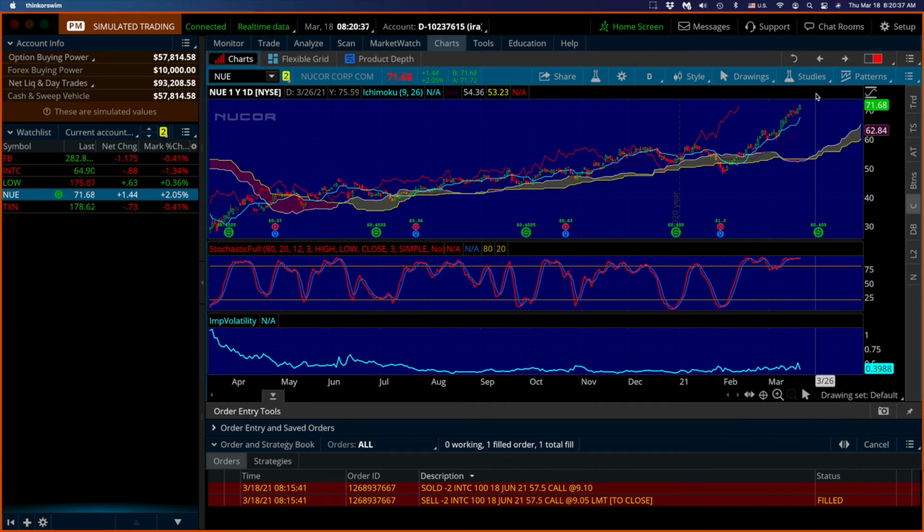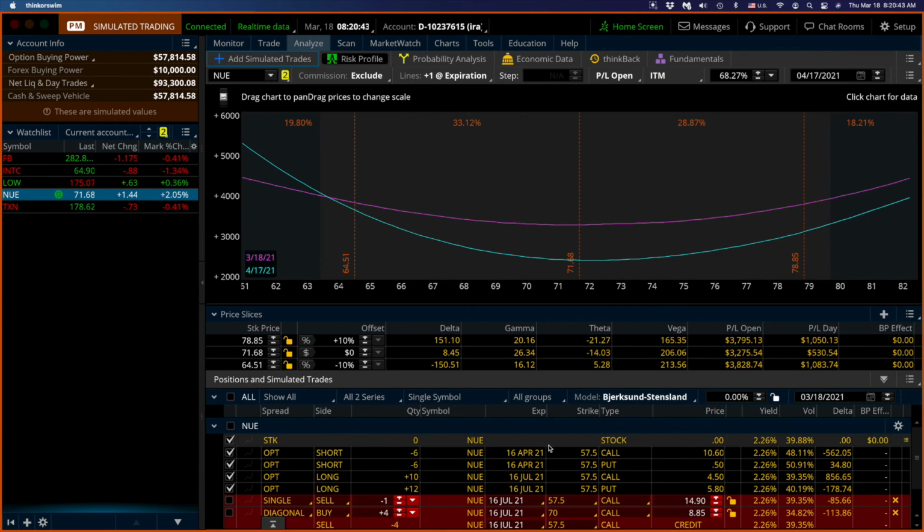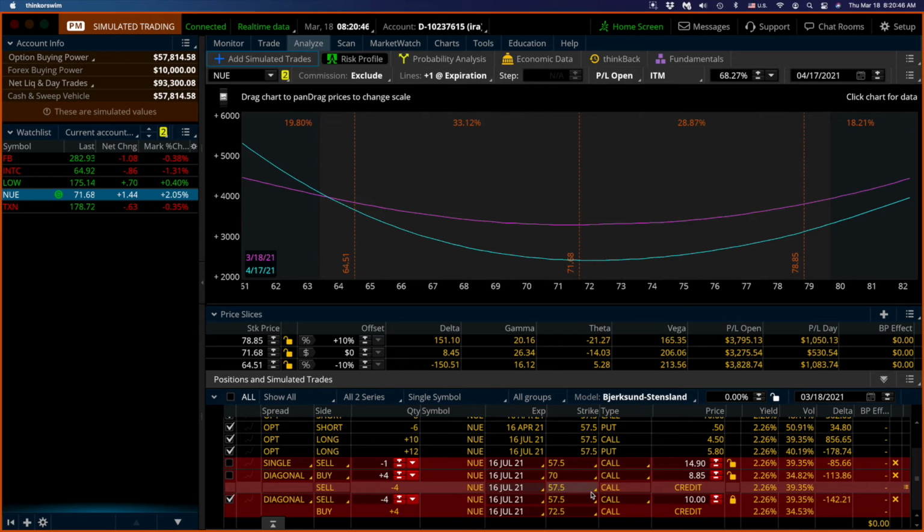Okay, I think I want to do this because I think this stock looks like it's topping out. Who knows? It may go still higher and go to 100. Who knows? Okay, so I don't want to close the position in the middle of a rally like that. So I'm going to just do this credit.